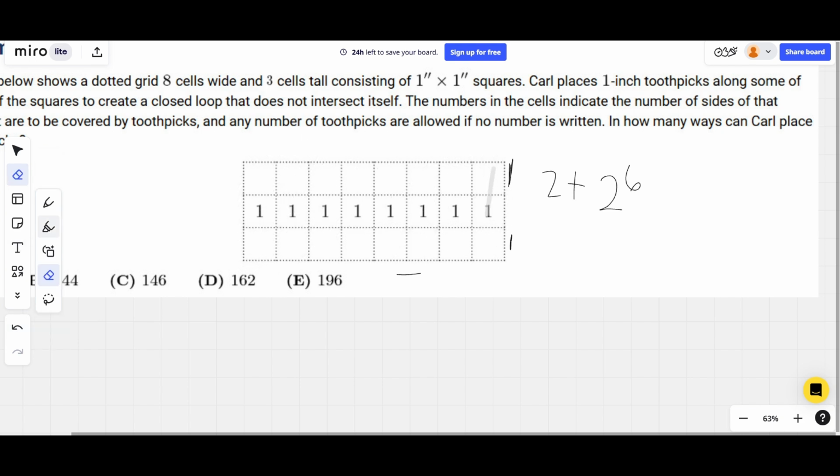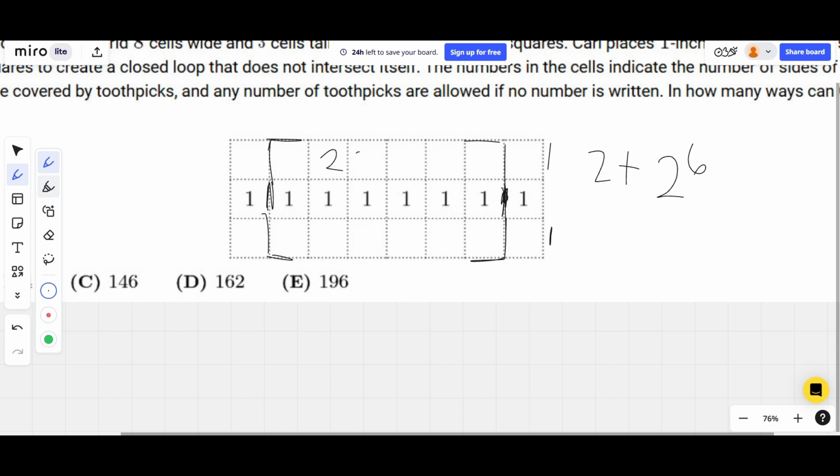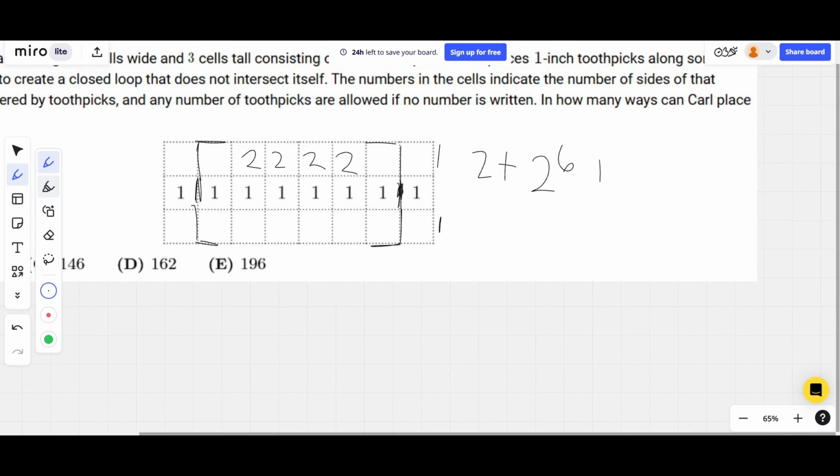Okay, so that's the first case, and now let's do the second case. Our second case is if we have toothpicks in the middle, like that. And then we have to have our loop going like this. Same situation. We just have two choices in each of those cells. So 2 to the 4.